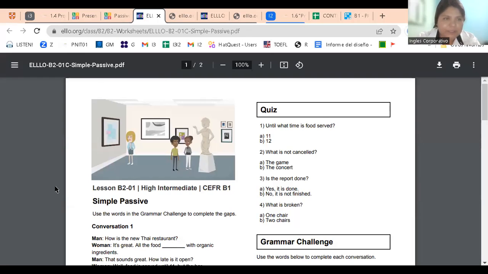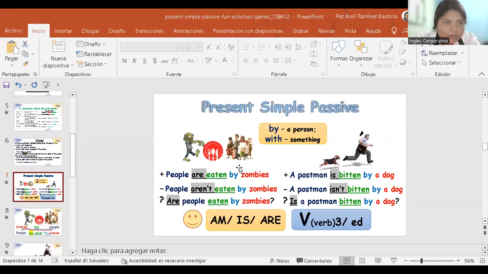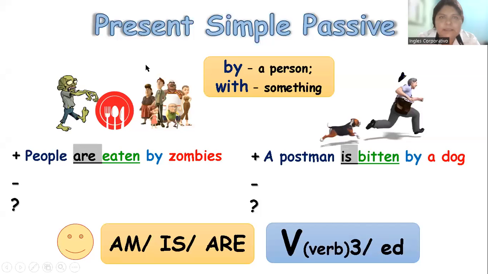Okay. So we're going to be checking some more. Let me see. We're going to check some examples using the passive form and the present simple. Okay. So can you see the screenshot? The PPT? Yes. Okay, perfect.